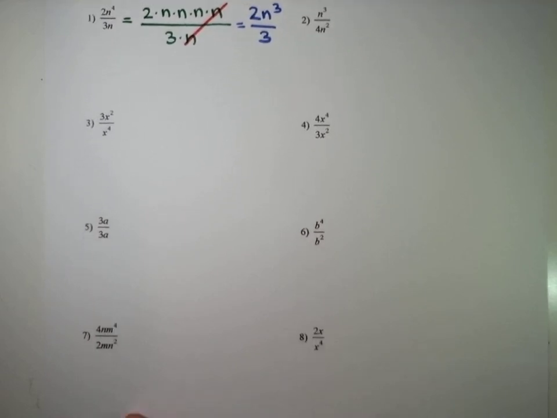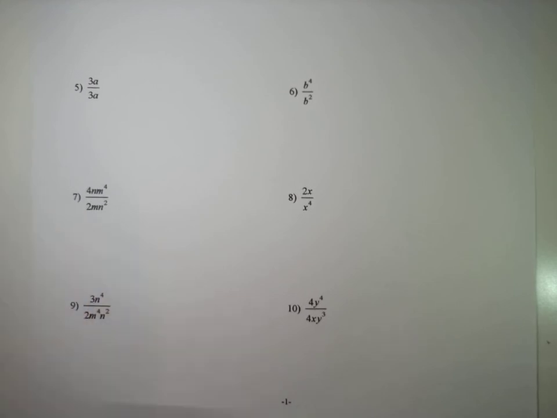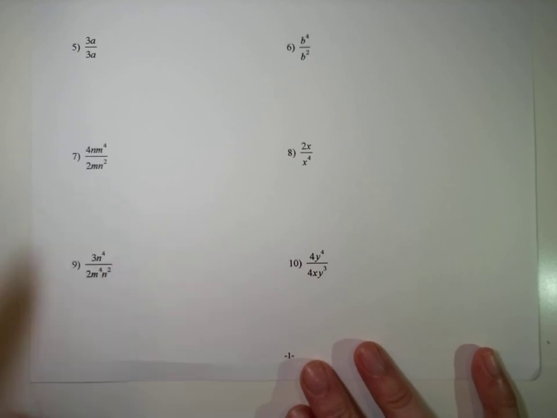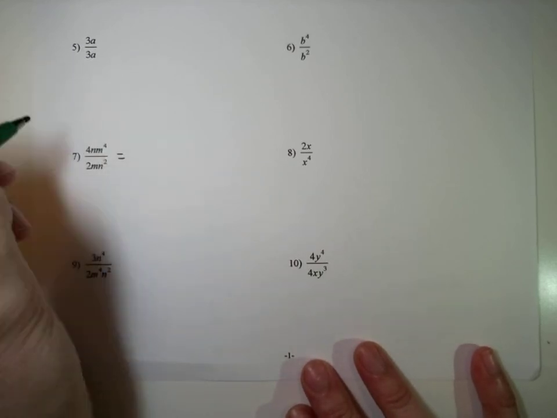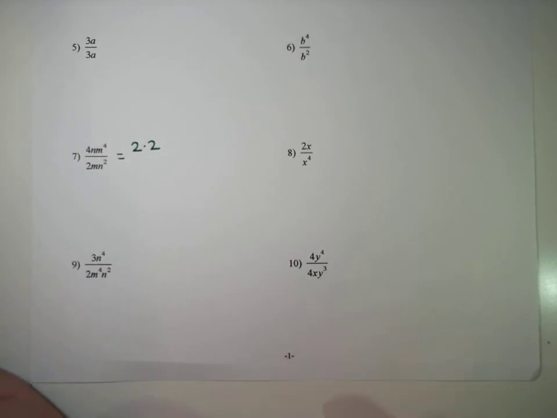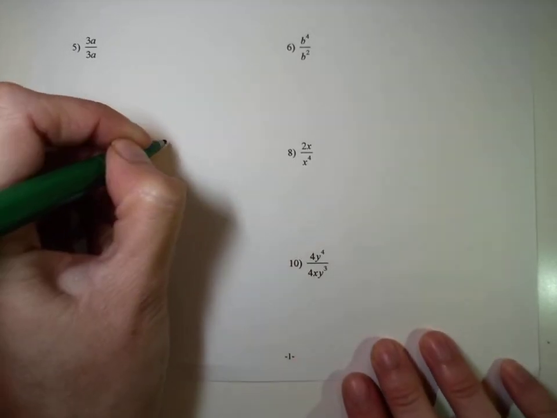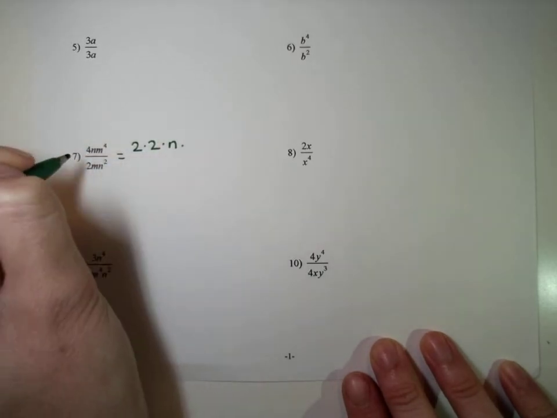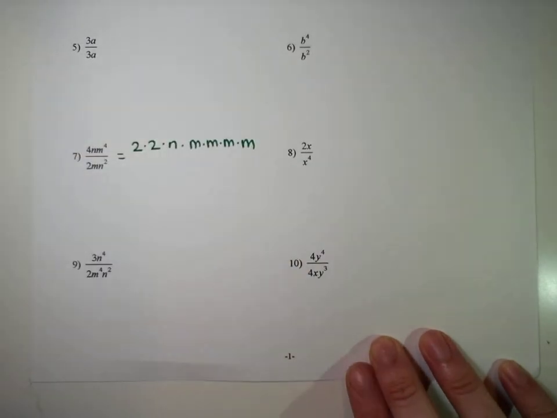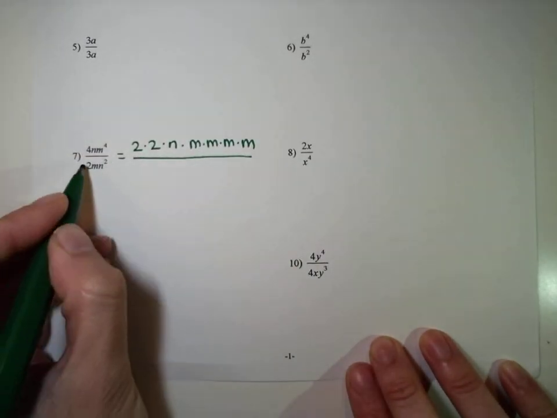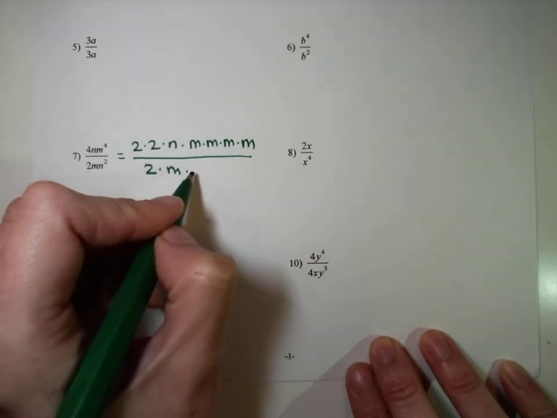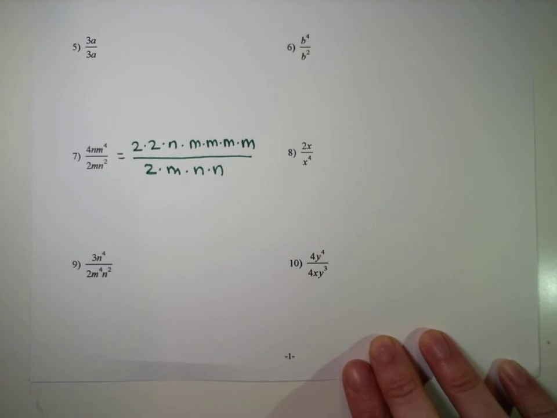And then let's go down and do number 7, because there's 2 variables. And you're still going to follow the exact same steps, even though there's 2 variables. So step 1, we're going to expand. So 4, remember to expand completely. That expands to 2 times 2 times n times n, m to the 4th. So 1, 2, 3, 4 m's divided by 2 times m times n squared, which is n times n.